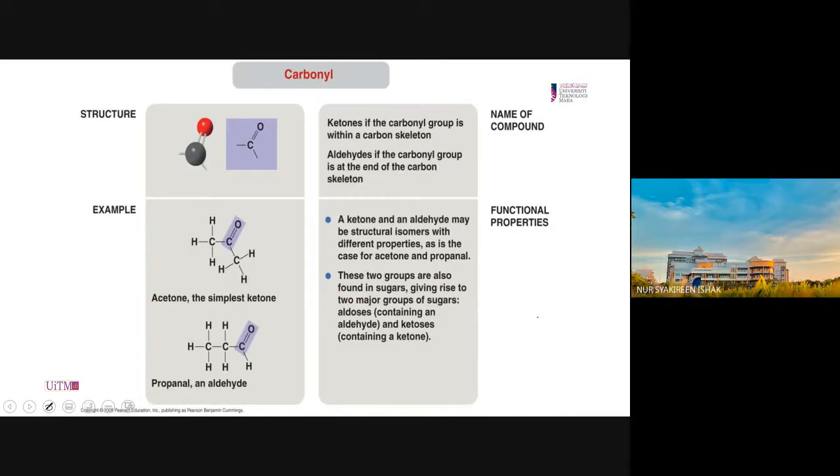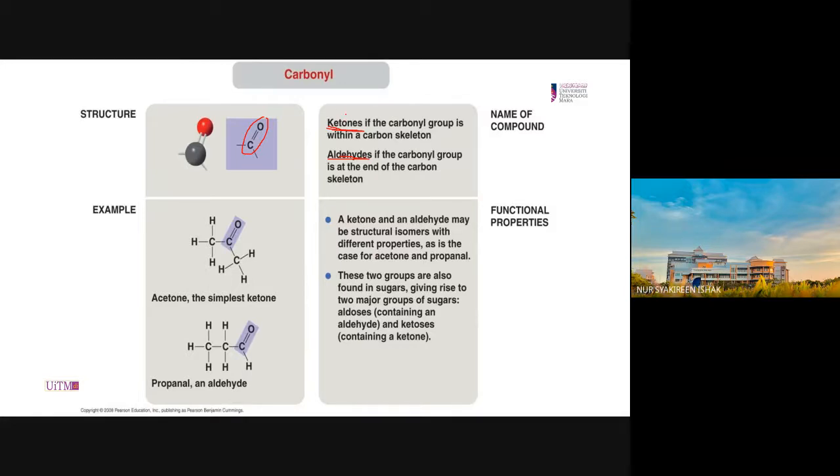Okay, so next is carbonyl. As you can see, the structure is C double bond O. It is not CO2, it is C double bond O. There are two types of compound, or classes of compound. You can classify them based on the position of the carbonyl group within that molecule.